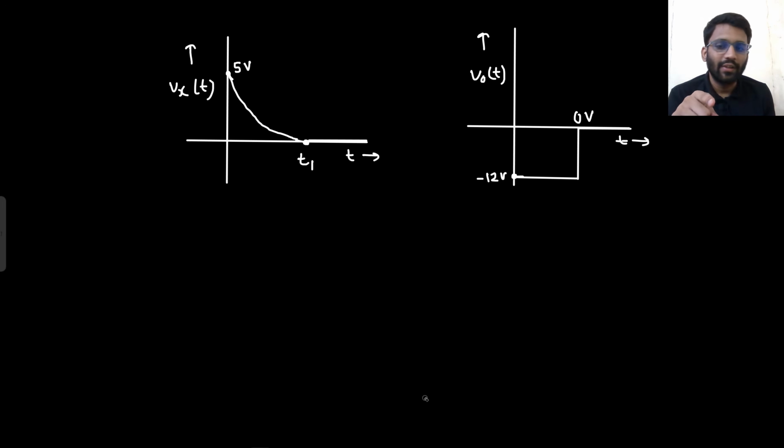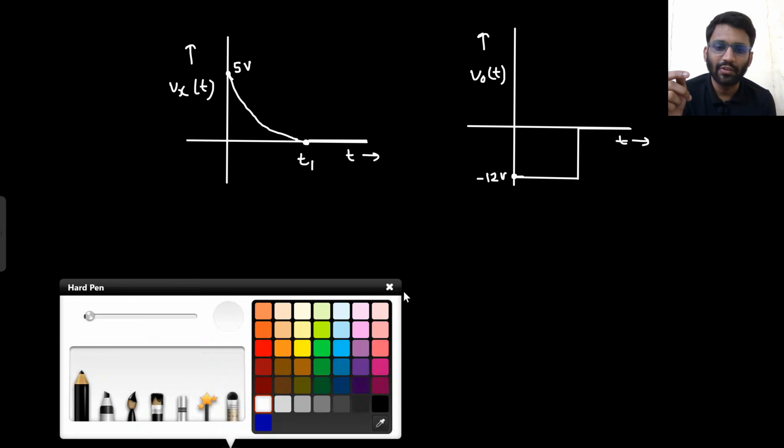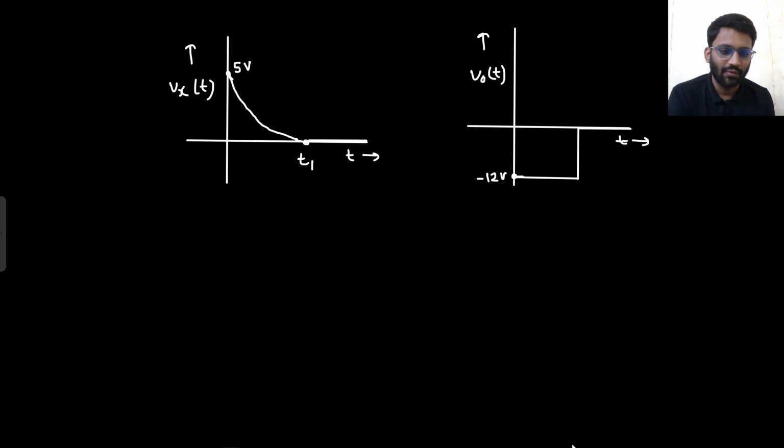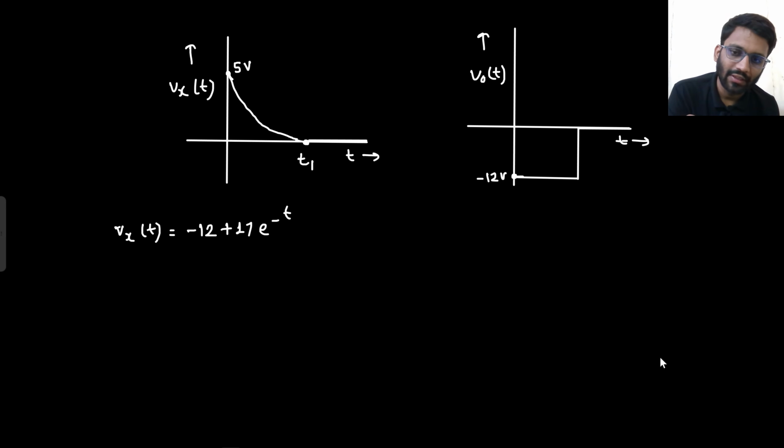IIT asked only here. They asked the voltage here. If they had asked the voltage somewhere here, then the question would have been interesting. We can find this value as well. We can find the value of T1 because what was the equation of Vx? Vx(t). If I write the equation of Vx(t), it was trying to go to minus 12 with the initial voltage of 15, e to the power minus t by RC.